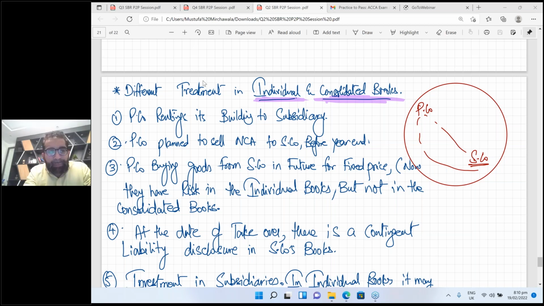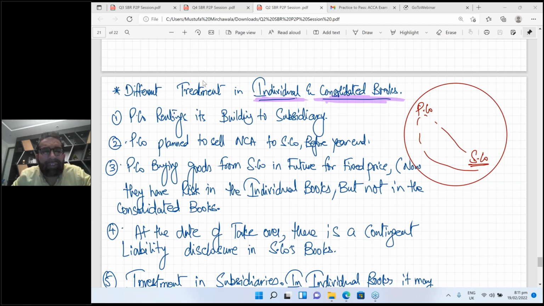Listen, P company is buying goods from S company in the future for a fixed price. Now they have risk in their individual books but not in the consolidated books. Easy, just use your brain, be relaxed. Today, the parent company promises S company that yes, I'll buy inventory, let us say steel, at the rate of rupees 100 per dollar after 1 month. The rate is fixed.